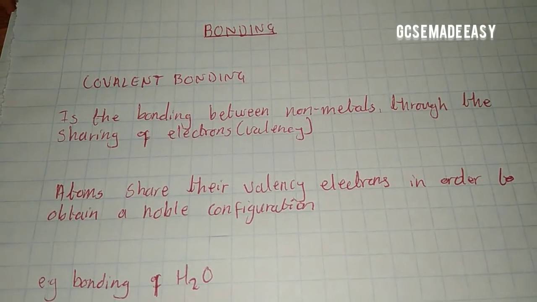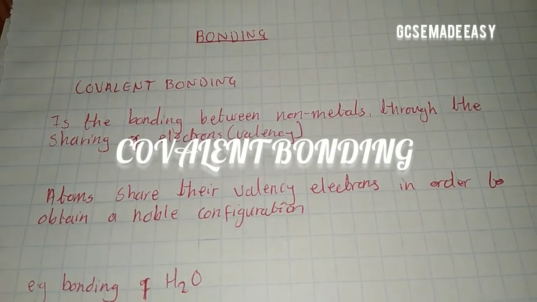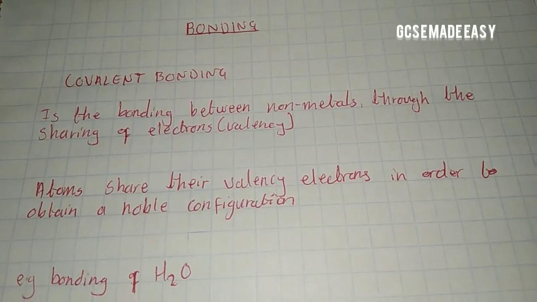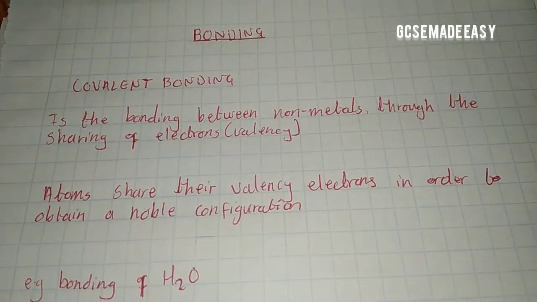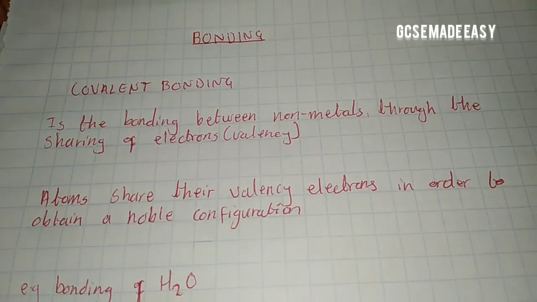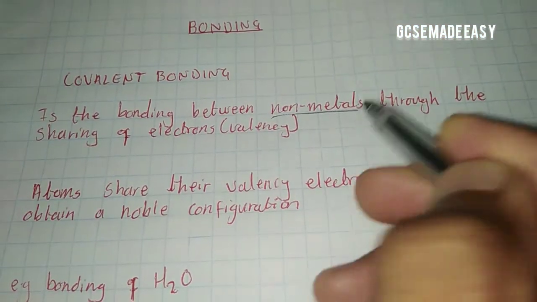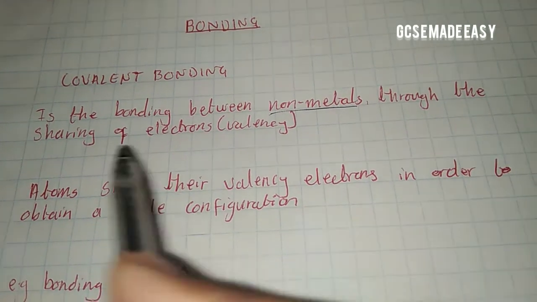Today we are still continuing with the topic of bonding. From our previous topic, we learned about ionic bonding. Today we are going to continue to another type of bonding, which is covalent bonding. Covalent bonding is the bonding between non-metals through the sharing of electrons.